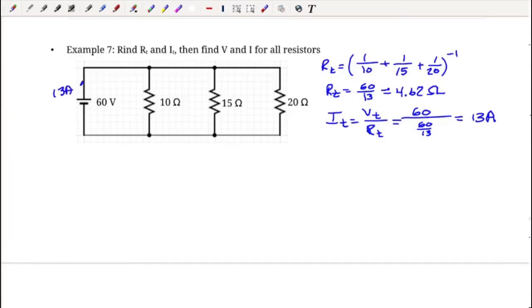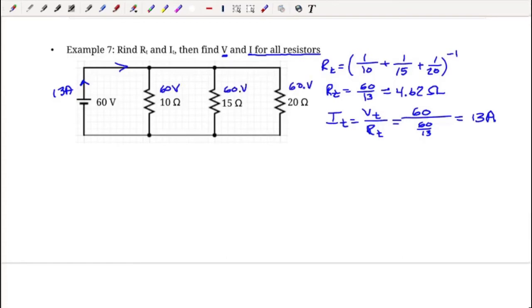amps leaving my battery. And when it comes to the first junction, it's going to split. And I don't know exactly how it's going to split, so I'm going to find current actually last. And first I'm going to find the voltage for each resistor. So the voltage is going to be the same across each of my paths. So if I have 60 volts here, I'm going to have 60 volts here, 60 volts here, 60 volts here.